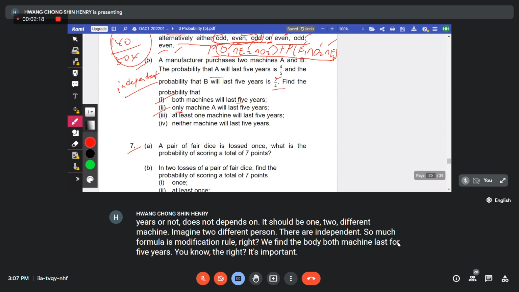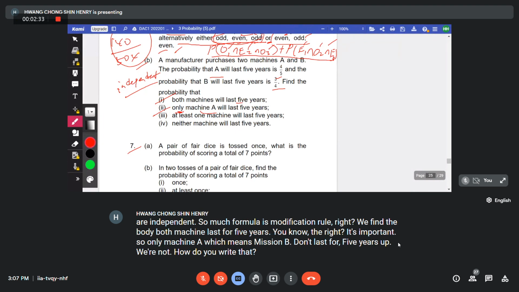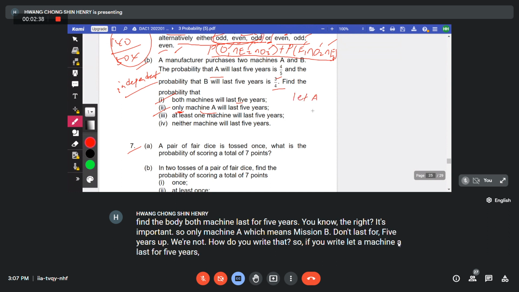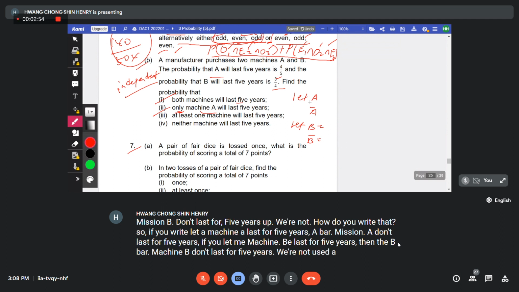Part 2, only machine A, which means machine B doesn't last for 5 years. How do you write that? So if you write, let A be machine A lasts for 5 years. A bar, machine A doesn't last for 5 years. If you let B be machine B lasts for 5 years, then B bar, machine B doesn't last for 5 years. Use the symbol, easier.